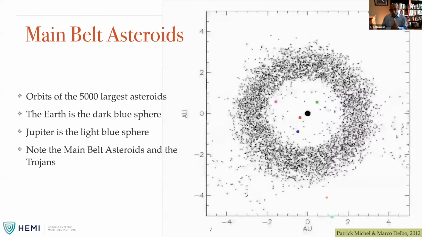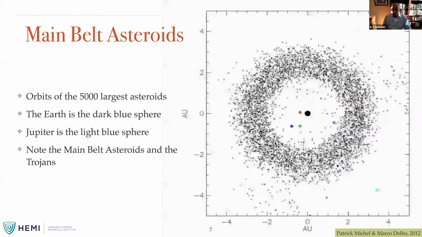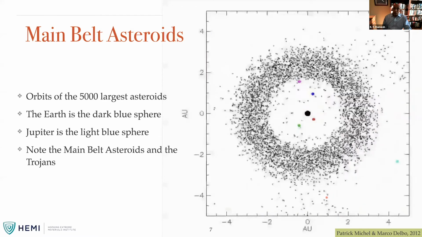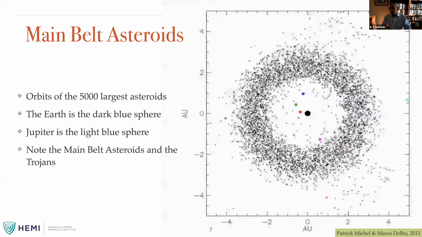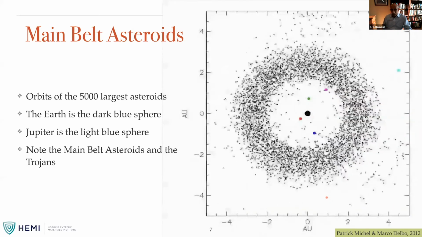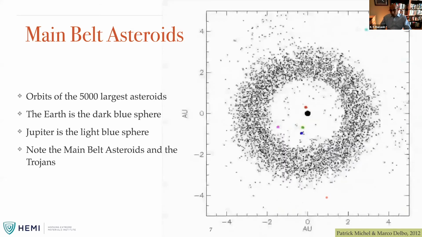Okay. Let's talk about the asteroids. This is a movie I got from Patrick Michel and Marco Delbo, of the 5,000 largest asteroids and their orbits. By no means are these all of the asteroids, it's just some of them, the big ones. The black ones are the asteroids here. Let me run you through the movie a little bit.